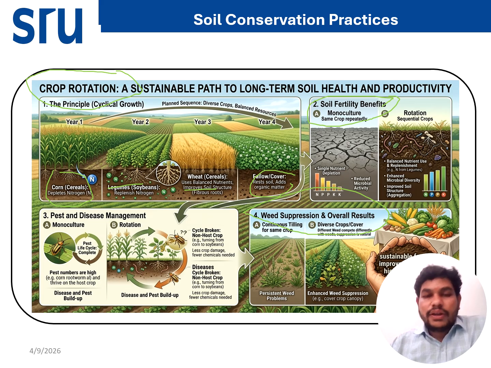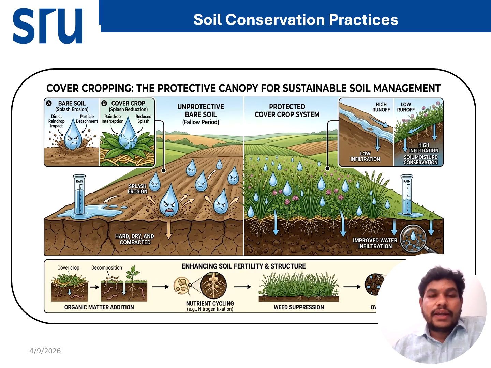So the more water infiltrates into the soil, the less runoff will occur. Then another one is cover cropping. In cover cropping, we have to select those crops which spread, have more biomass, and cover more ground area. For example, cowpea or soybean. That will cover more surface area on the ground.